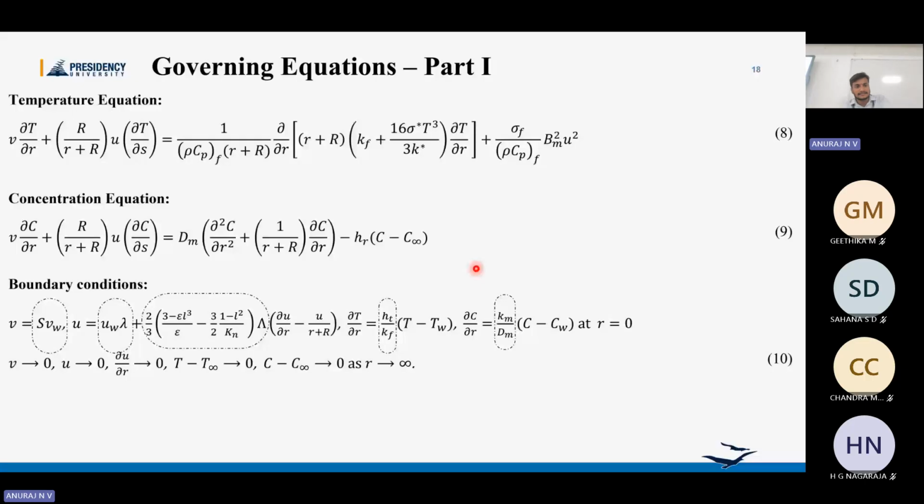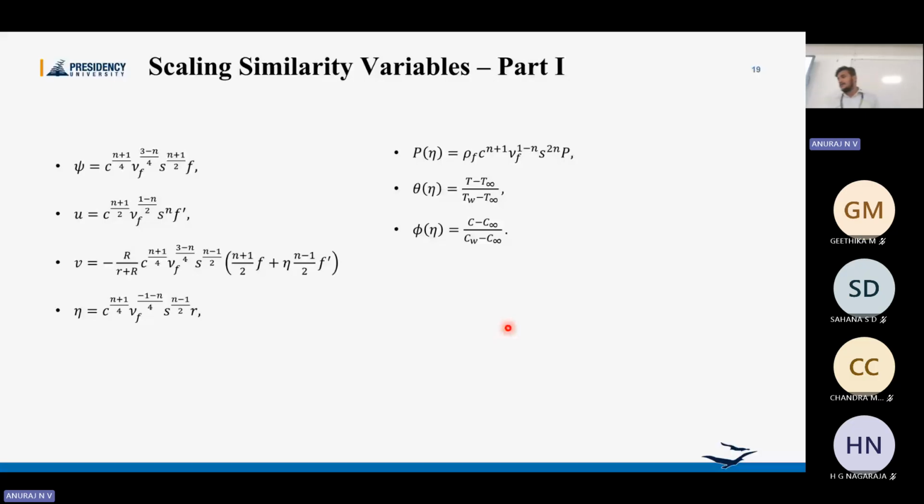And here are the boundary conditions, where small lambda is the stretching parameter and capital Lambda is the mean free path, and this term is non-dimensionalized. It is non-dimensionalized only. That Kn will be nothing but the Knudsen number. It is for the slip parameter that we are getting. This is the convective boundary condition and the solutal boundary condition. These are the boundary conditions.